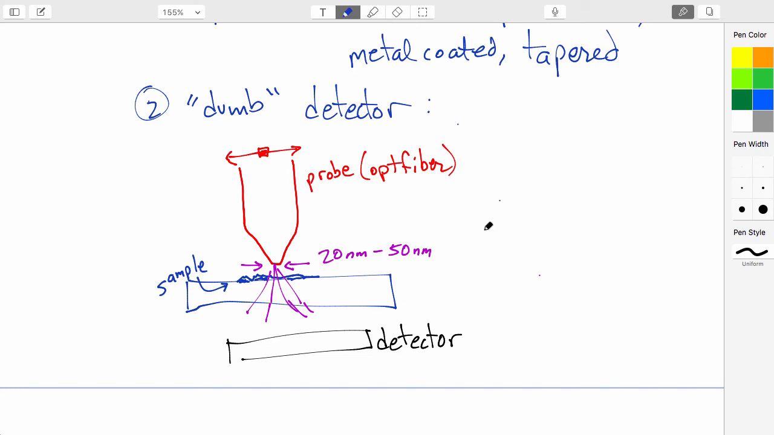And most importantly, the distance between the edge of the probe and the surface or the sample should be less than the wavelength, right? So that's the key for this to work. All right, so in many ways this is very, very simple.